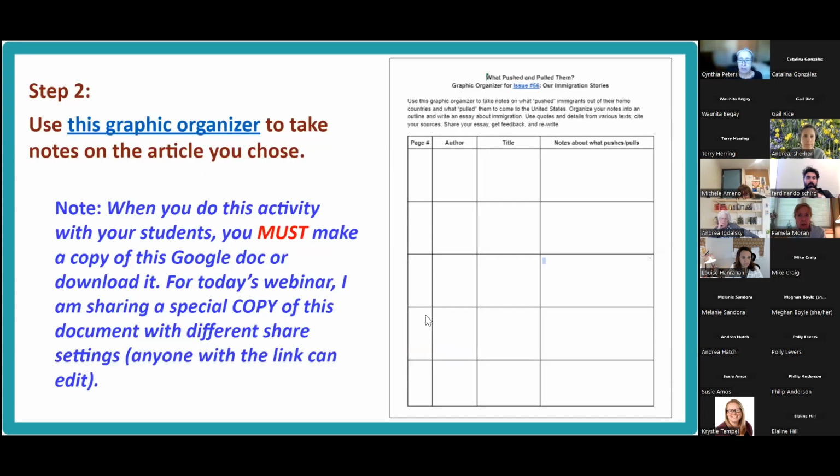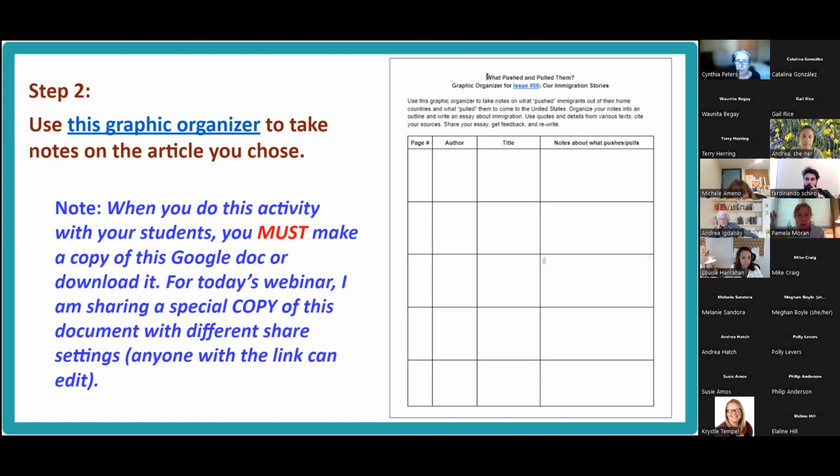And then there is a graphic organizer. The graphic organizer is set up so that anybody with the link can view it. So you can't actually take notes in that document because it's view only. So it's another one of those situations where you would need to make a copy of it in Google or download it and then share it with your students. The link that is shared with you on the website is not editable.